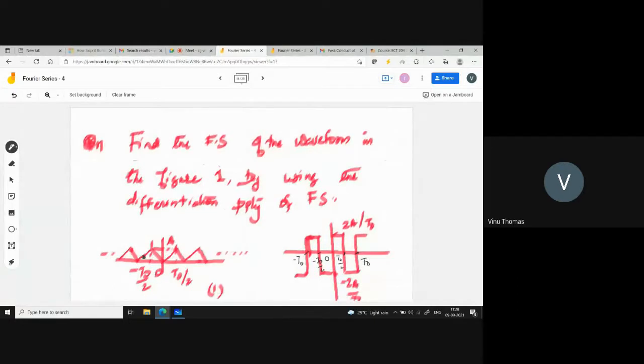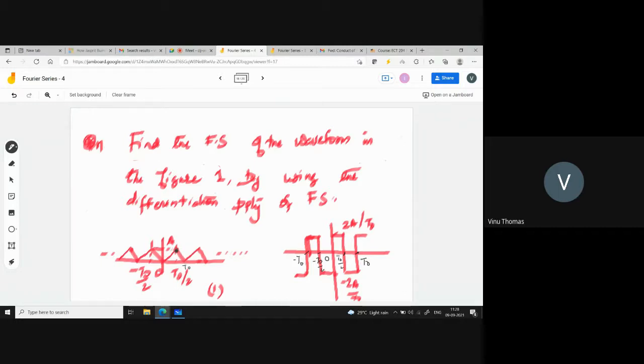If I take the derivative of this, let us see what is the derivative here. Now this is a straight line from 0 to t0 by 2 with a slope of a by t0 by 2, or slope is equal to 2a by t0. If I take the derivative of this, this is 2a by t0 from 0 to t0 by 2. And if I look at the range from t0 by 2 to t0, this is a negative slope.